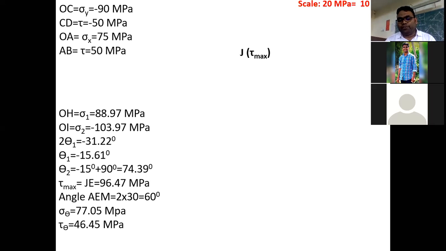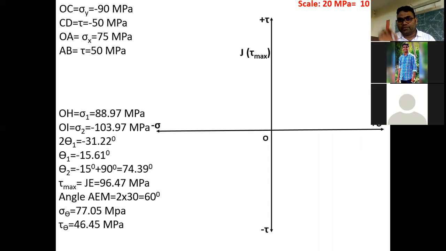Then first you draw the x axis. So this is the x axis, then the y axis, okay, then you put all corresponding values here. Let's first write OA, sigma x. First we put the value of sigma x, 75. So for that we have to take a scale. You can take the scale of your own choice, no problem. Either you can take 15, you can take 20, or 10, it's your will.